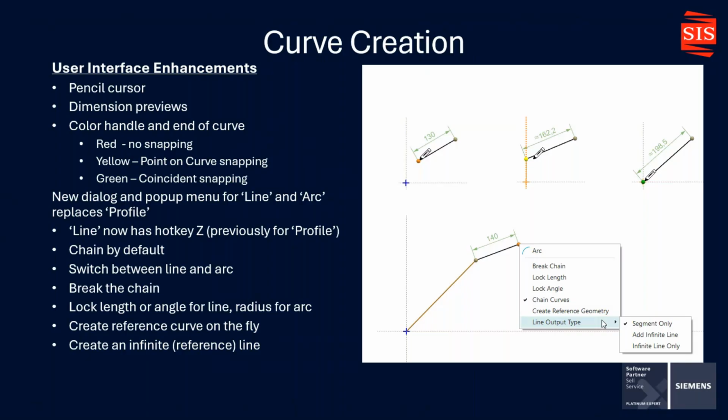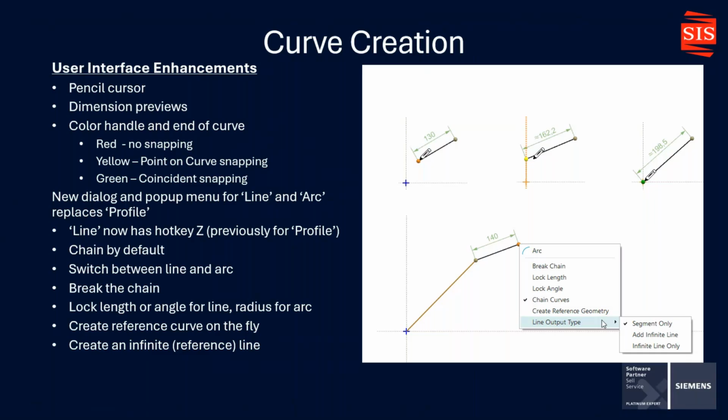And when you get close to, say, a line, it's going to want to snap to that line, and it's going to indicate it by changing that sphere to a yellow color. And if I'm snapping to a point, it's going to change to a green color. So in those cases, you're going to have a point on curve constraint added automatically, or a coincident constraint added as well. And if you notice too, while you're creating a line, it's going to display that dimension while you're in creation mode. So that's kind of neat as well.